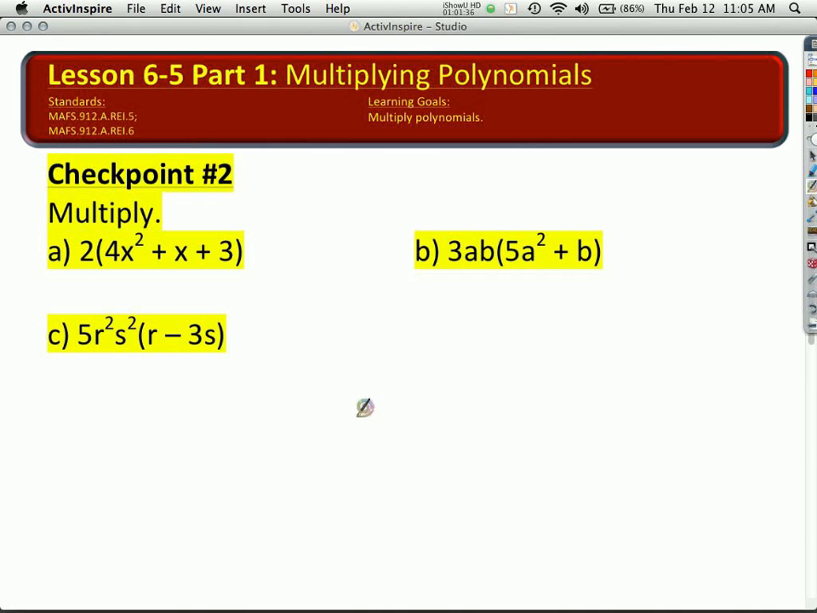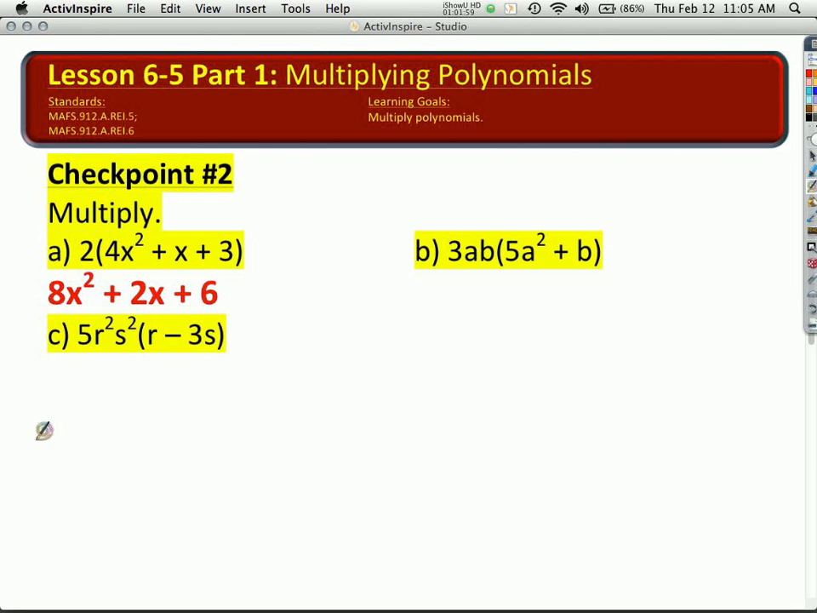Part A, I got students 7 and 21. Student number 7: 8 times x to the second power plus 2x. Okay, student number 21: 8 times x to the second power plus 2x. So I think that was the same thing, and that is correct. Very good.